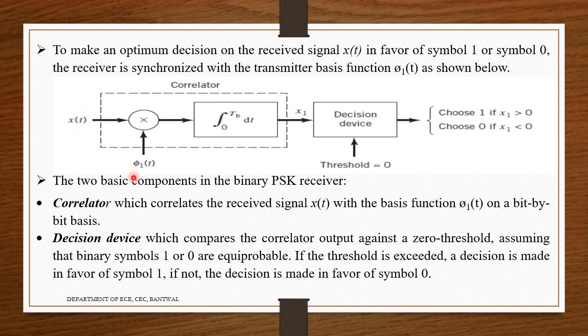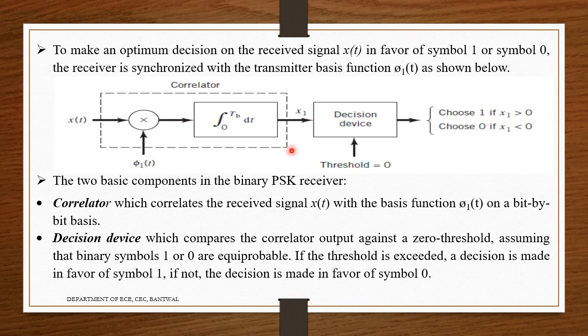The first thing: the phi 1 of t that we multiplied in the product modulator is multiplied again here and gets cancelled. That is the example of a synchronized local reference. Phi 1 of t and phi 1 of t get cancelled, and what remains is square root of EB or minus square root of EB, depending on whether symbol 1 or 0 has been transmitted, that is passed on here from 0 to TB. That is the function of the correlator. What is the function of the correlator here?